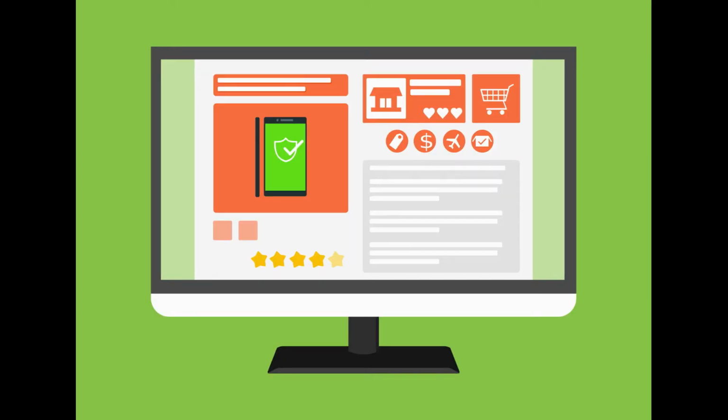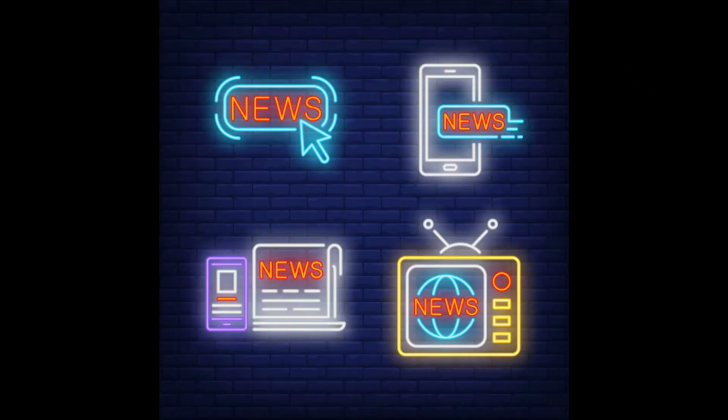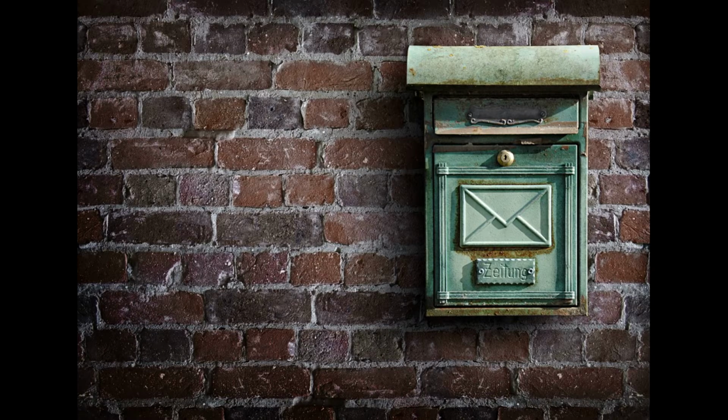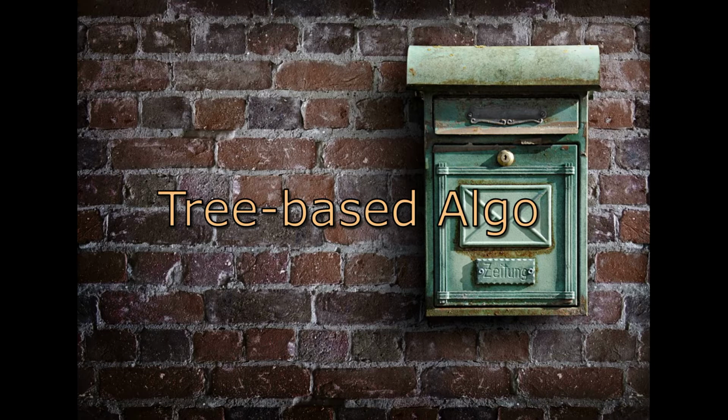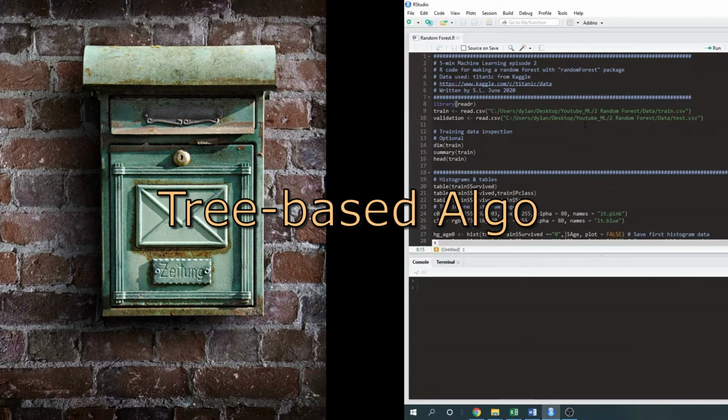It is so versatile that it could be used to recommend your favorite product on e-commerce websites, or to push your favorite article to your newsfeed. The credit card marketing mails in your mailbox may be the result of a tree-based algorithm such as random forest.